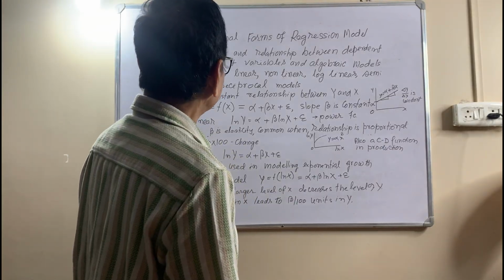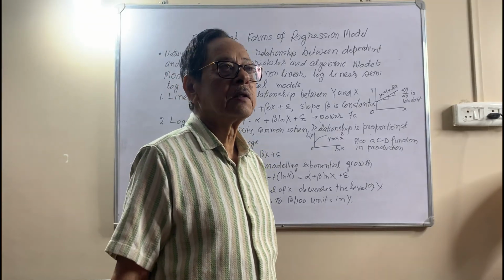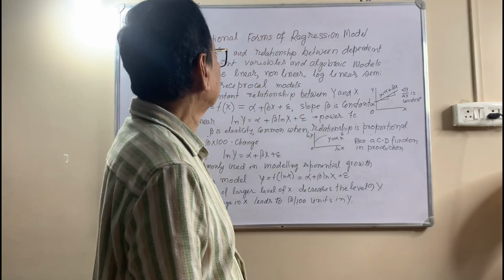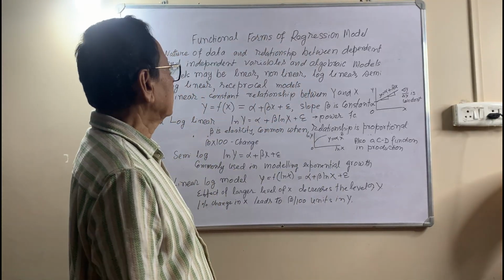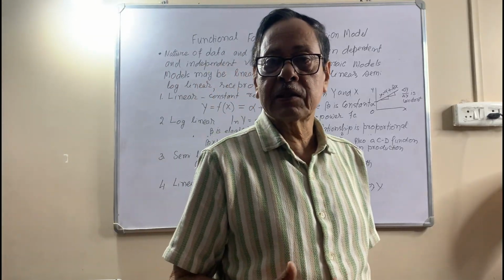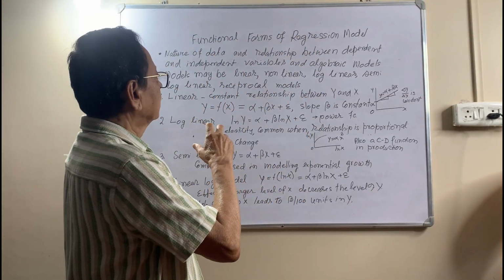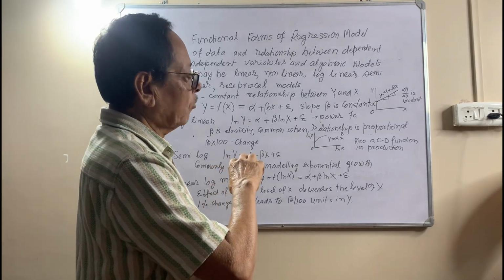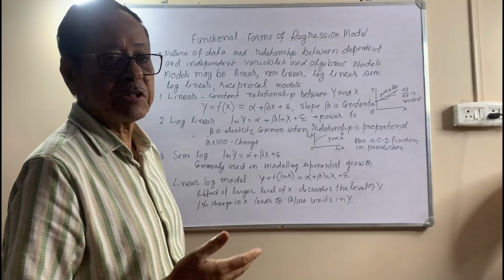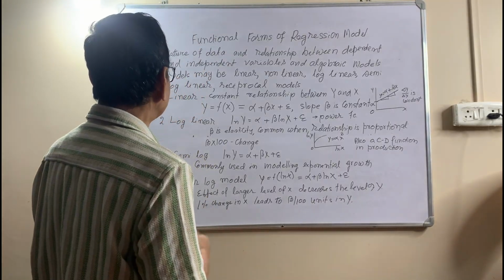So now we'll discuss different algebraic models which will depend on the nature of data and their relationship. So the dependent and independent variables are related to each other, and it takes the form of the model based on the nature of data and the type of relationship that the dependent and independent variables maintain.